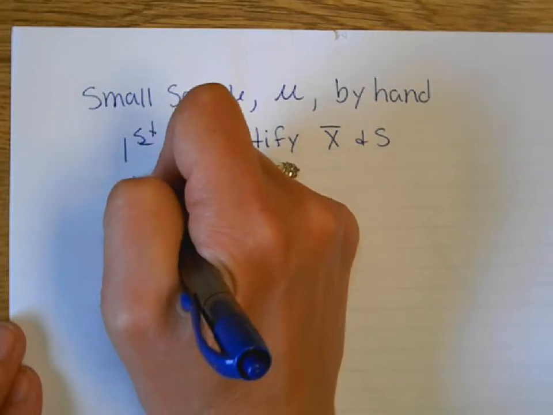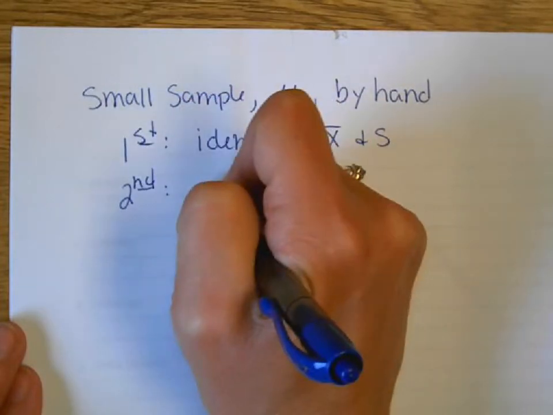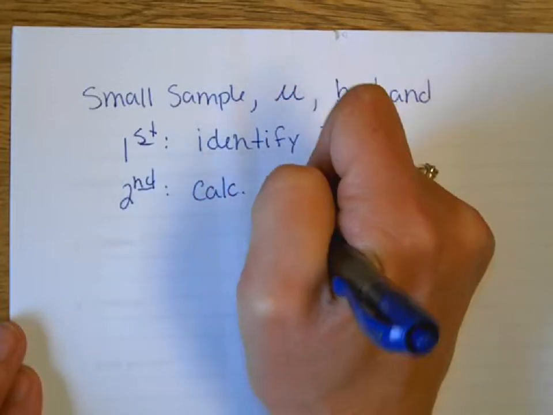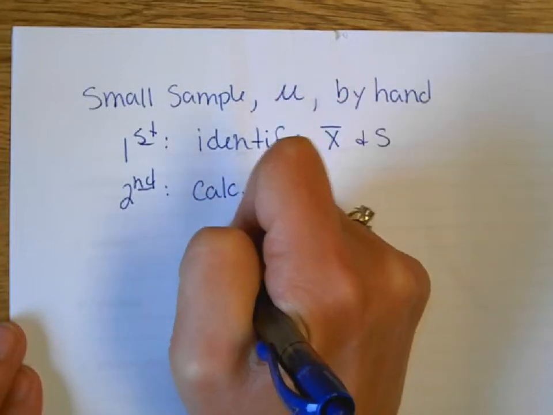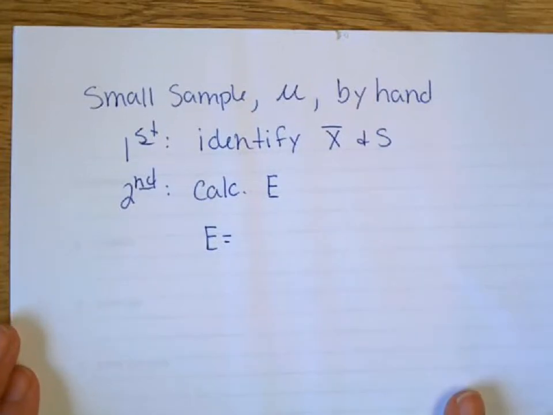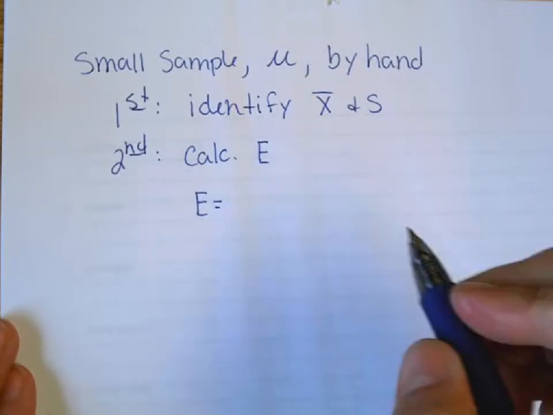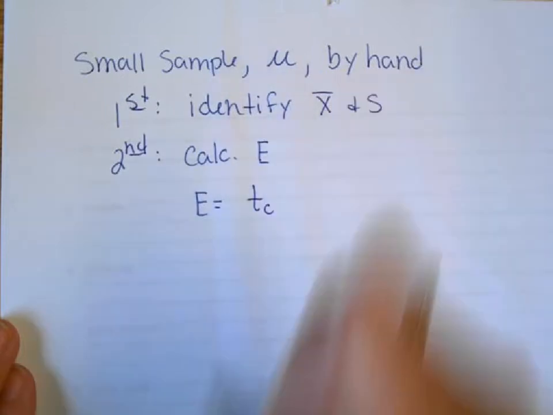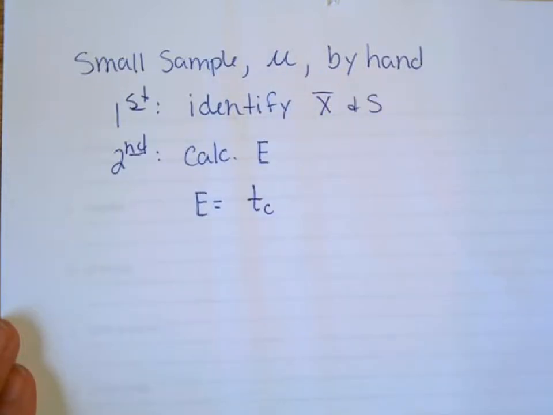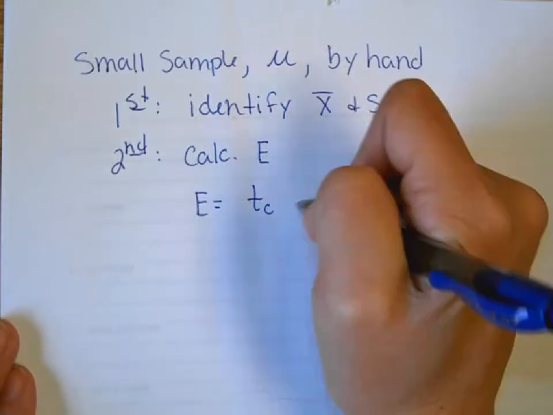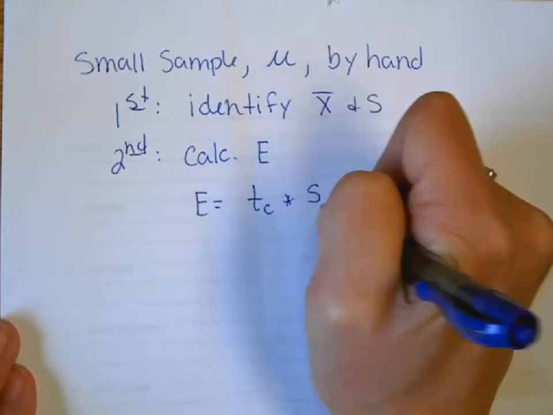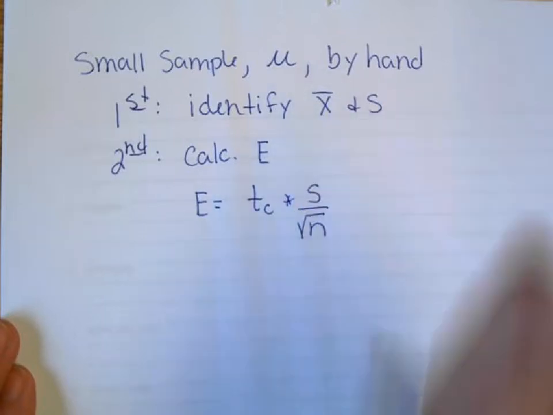So then the second step is to calculate big E, your max error. And the formula is very, very similar to the one in section 6.1 with big samples. Do you remember what the formula started with? It was z-score. We don't have z-scores. What do we have? T. So it's going to be the t-value for the confidence level, because it'll change with the confidence level. Multiply that by the standard deviation over the square root of the sample size.